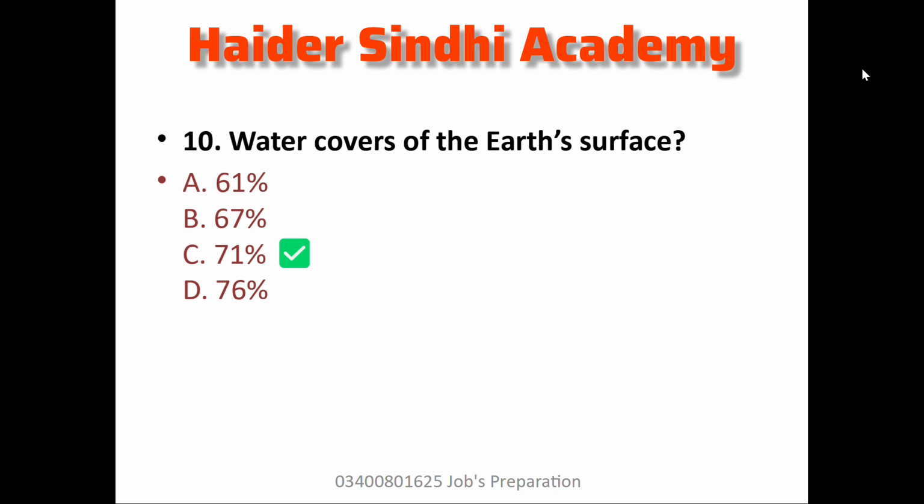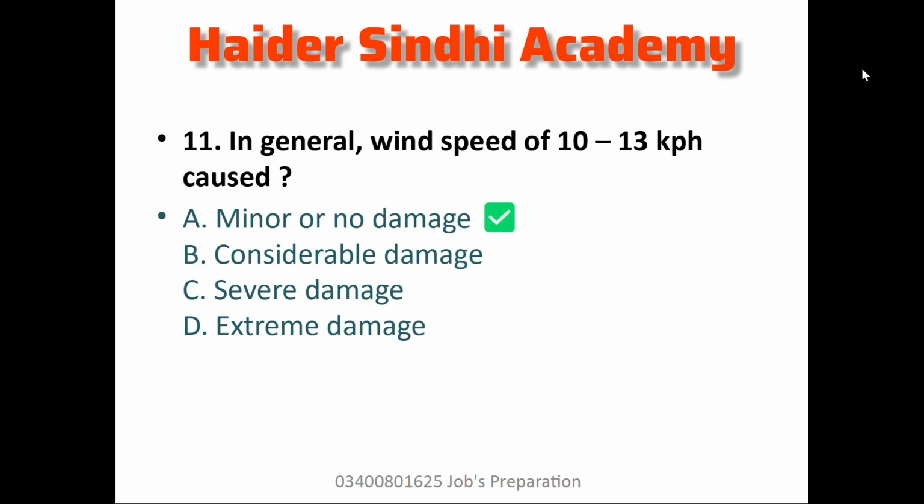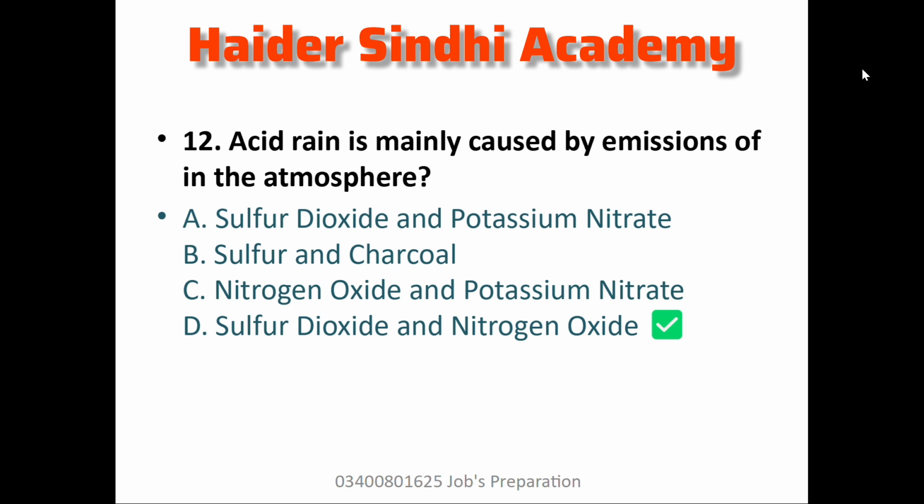Water covers dash percentage of the Earth's surface. The correct option is 71%. In general, wind speed of 10 to 13 km per hour causes minor or no damage. Acidic rain is mainly caused by emission of dash in the atmosphere. Sulfur dioxide and nitrogen oxide is the correct option.